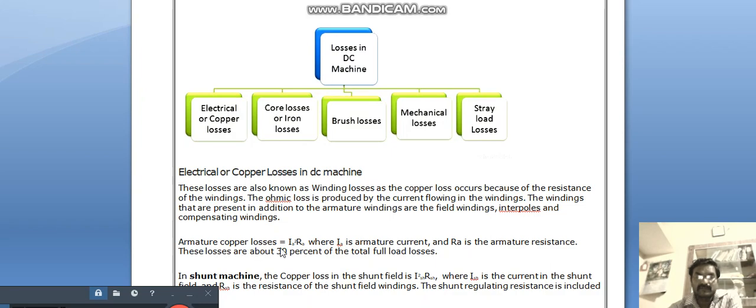So the armature copper loss is equal to Ia square Ra, I square R, where Ia is the armature current and Ra is the armature resistance. These losses are about 30% of the total full load losses.